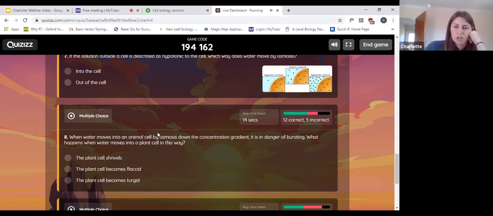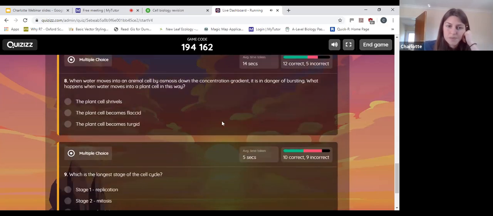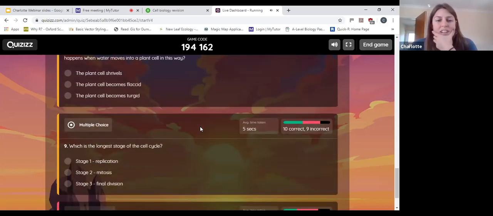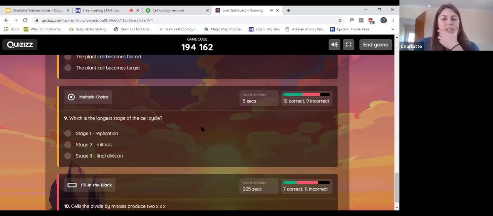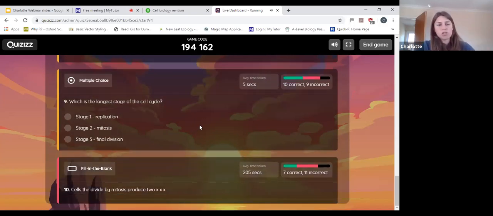What do plant cells do when water moves into them? Okay. Finally, last 2. So number 9 is another multiple choice. Which is the longest stage of the cell cycle? So stage 1, which is replication, stage 2, which is mitosis, or stage 3, which is the final division. Which takes the most amount of time?